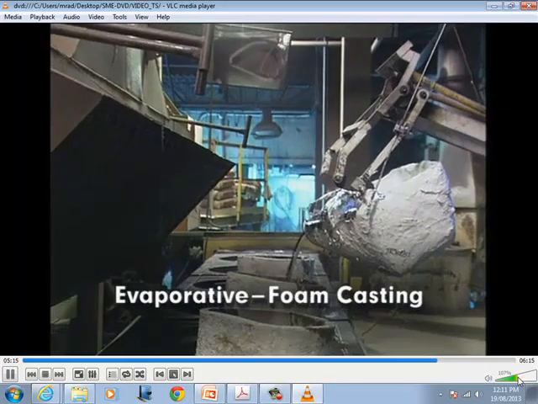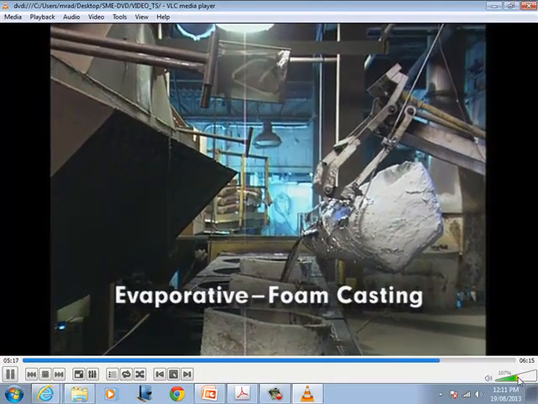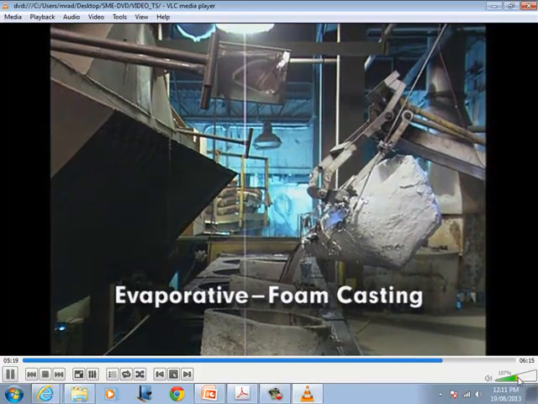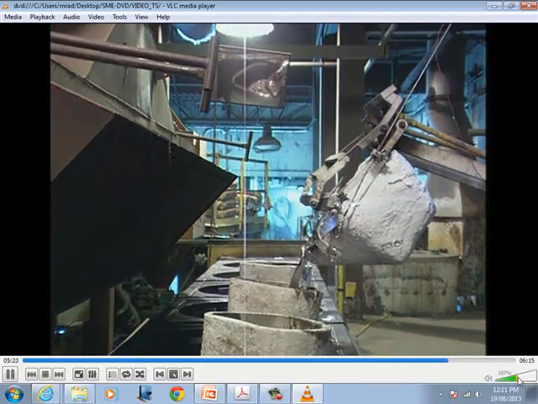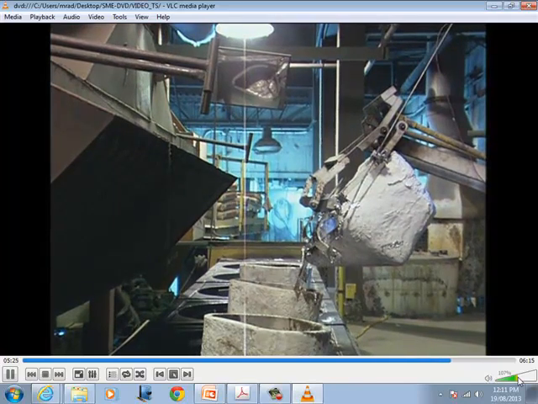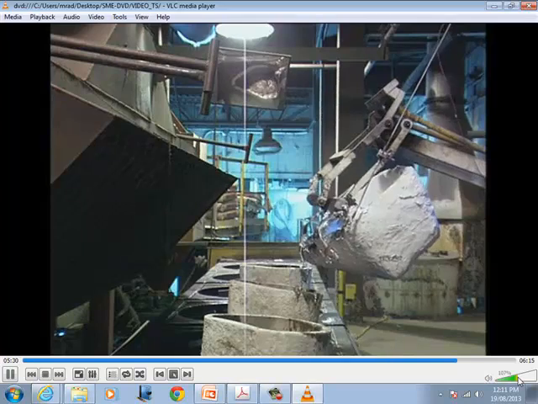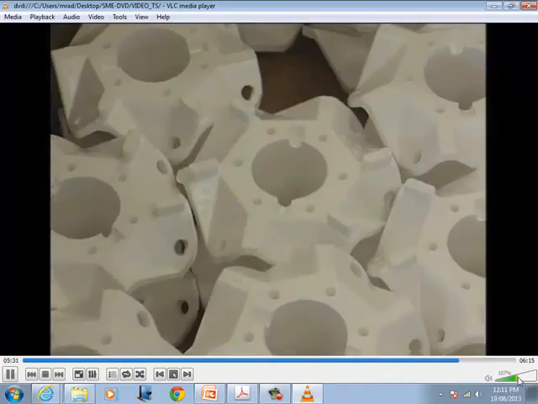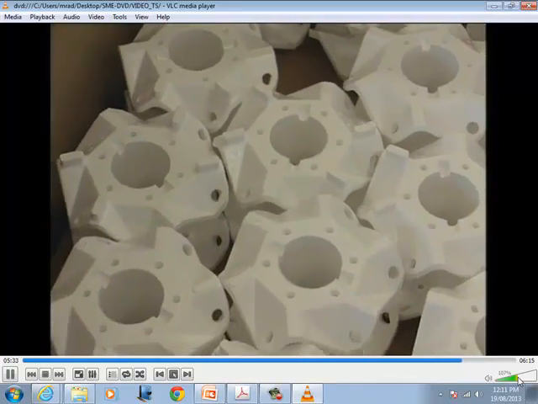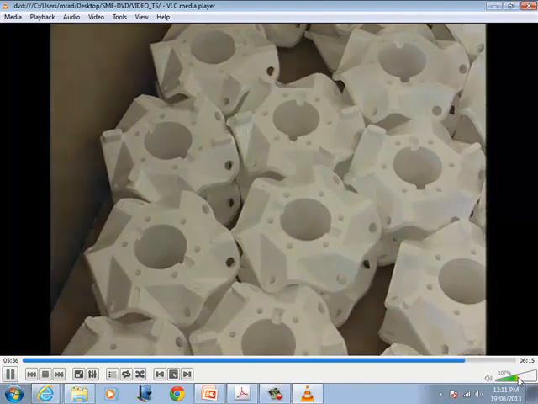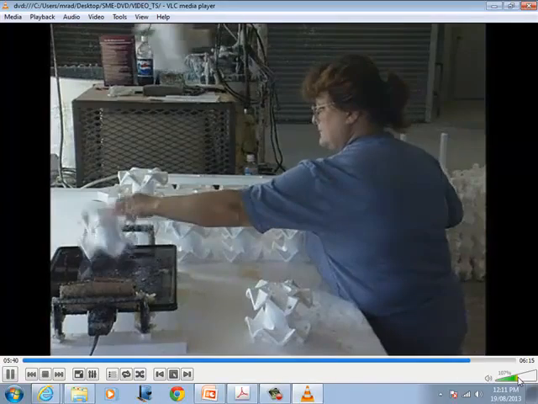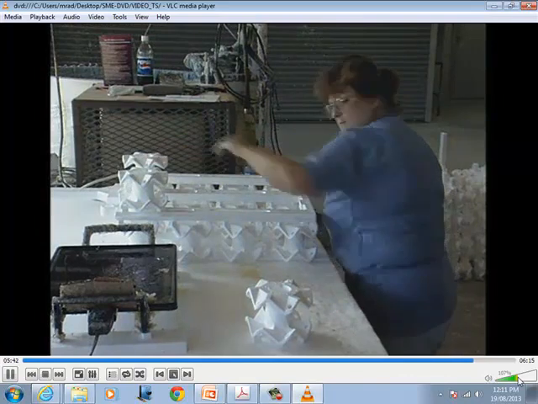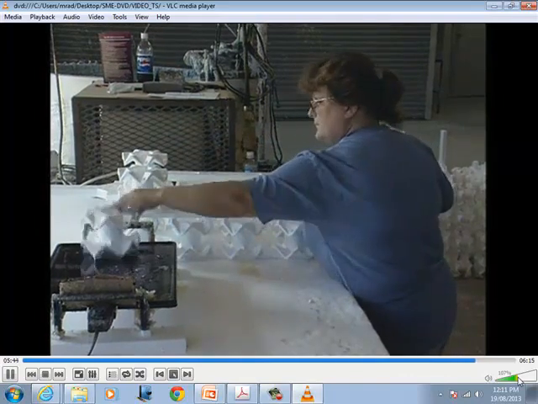Evaporative foam casting refers to the use of expendable polystyrene foam patterns in molds made of dry, unbonded sand. The process is also known as the lost foam or expanded polystyrene process. The pattern may be a single piece, or for complex shapes, an assembly of molded pieces. Patterns also can be clustered in groups to produce multiple parts at a time.